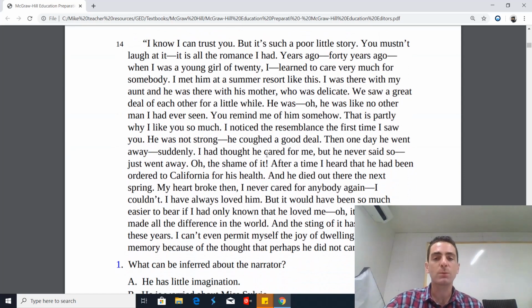Paragraph 14, last one, a long one. This will be where she tells her story to the narrator.